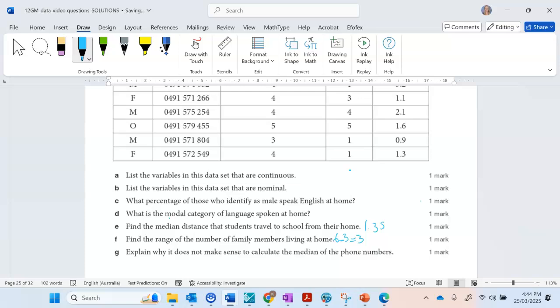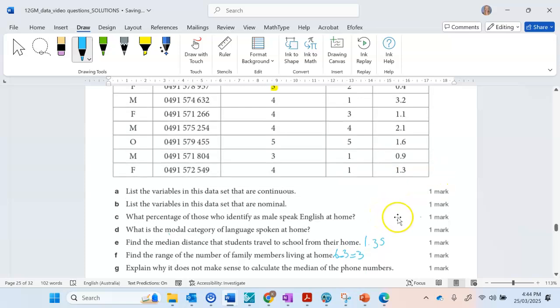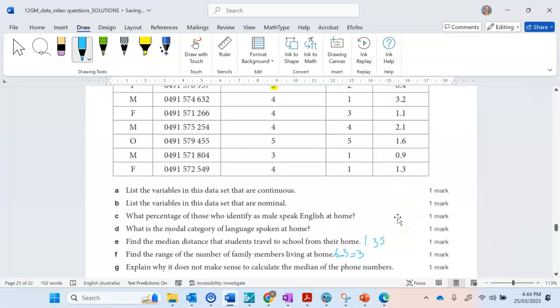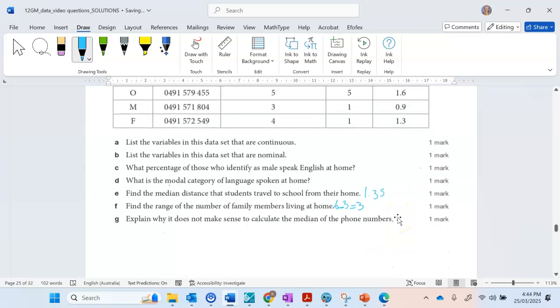Explain why it does not make sense to calculate the median of the phone numbers. It just doesn't, because it's categorical data, basically.